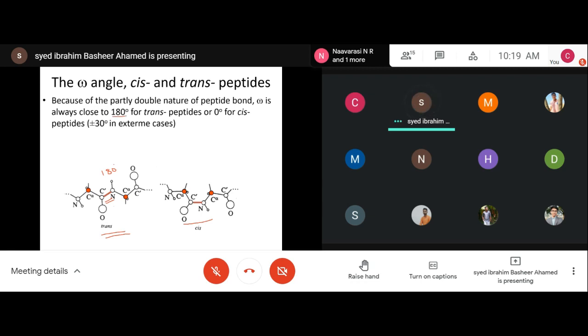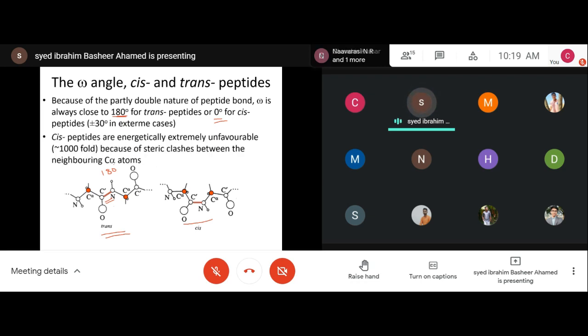So a trans peptide will always have 180 degrees. In a cis peptide, you will have about 0 degrees, or plus or minus 30 degrees. So cis peptides are energetically unfavorable. It is about 1000 times less stable than the trans configuration.